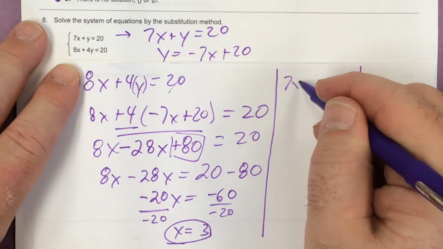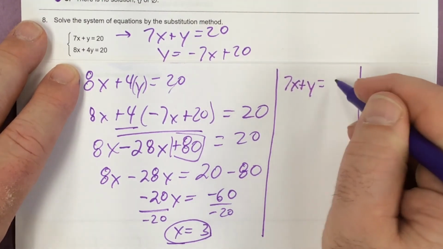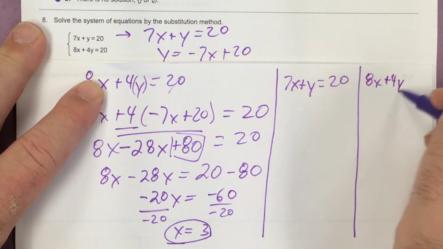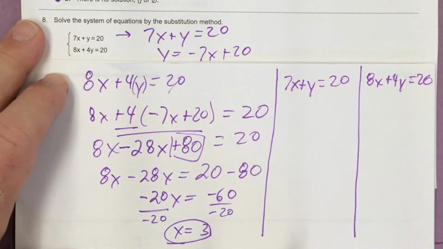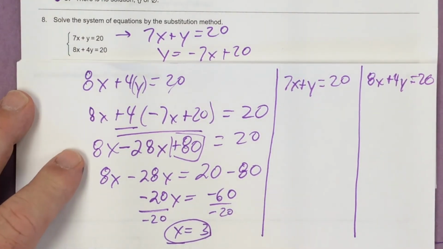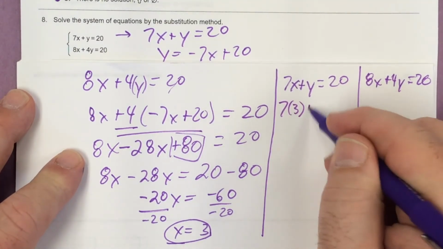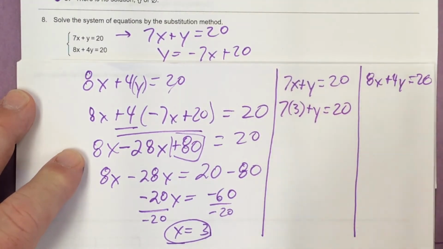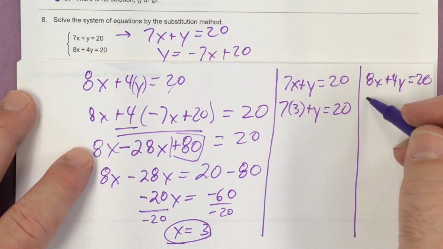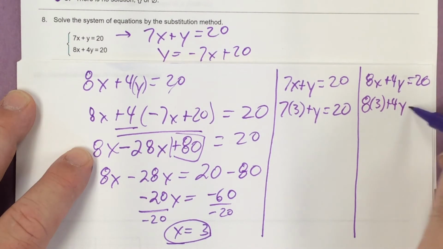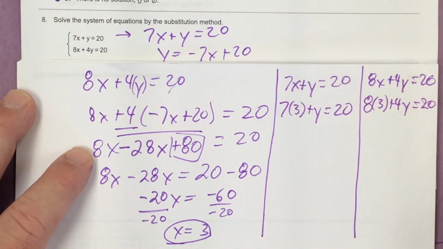So I'm going to write both of those down here. So I'm going to have 7x plus y is equal to 20, and then 8x plus 4y is equal to 20. And we should obtain the same value for y if our x is correct. So it's going to be 7 times 3 plus y is equal to 20. And then we should have 8 times 3 plus 4y is equal to 20.